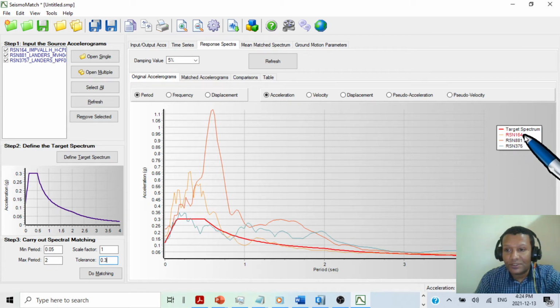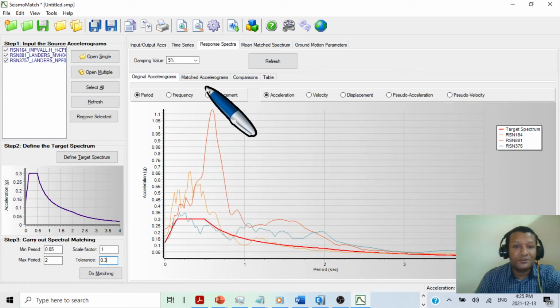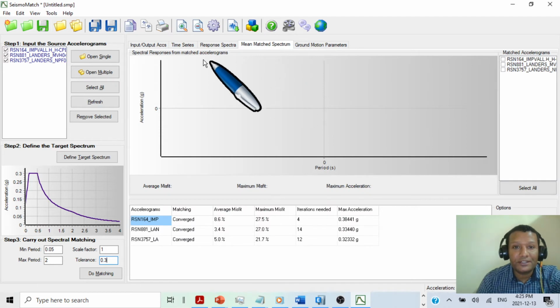Again, RSN 164 and RSN 881. This is a little bit deeper. RSN 881, yeah, this one. You see, it is very huge. So in this way we can see.